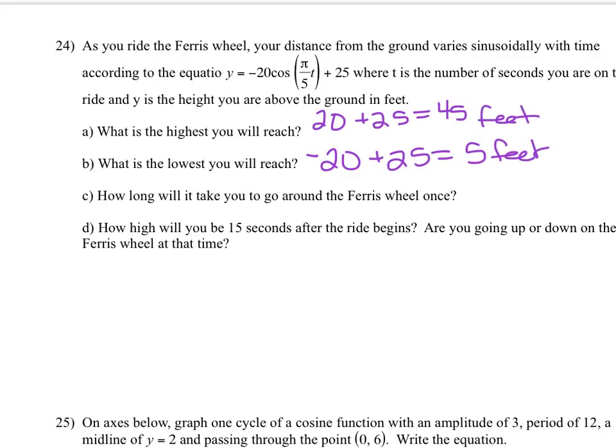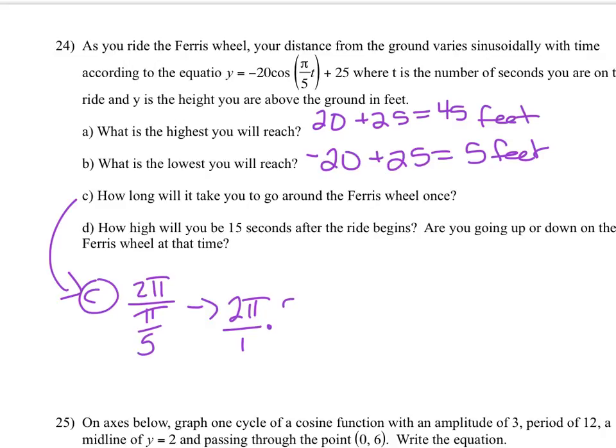How long will it take you to go around the Ferris wheel once? Well, that is your period. So 2 pi over B, and B is pi over 5. So it's 2 pi over 1 times, keep change flip, so it would be 10 seconds. That is a very fast Ferris wheel.